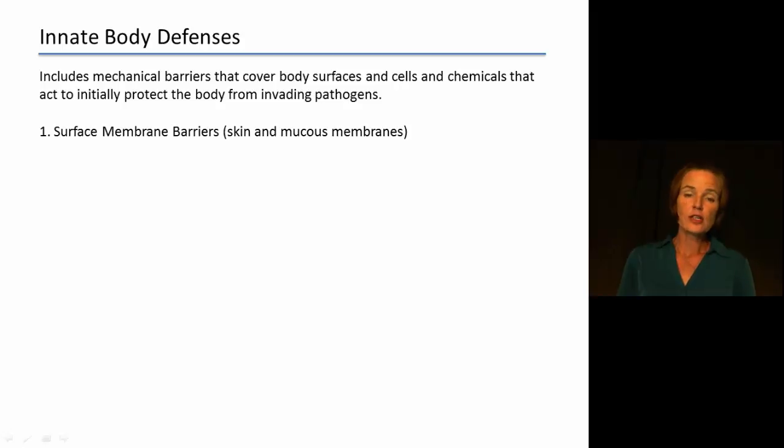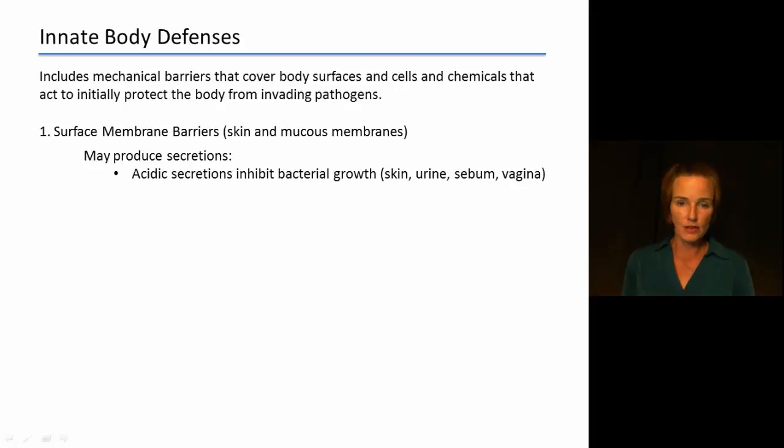So surface membrane barriers, that's at the number one, top of the list when we're talking about the mechanical barriers here. This includes the skin, and it also includes some mucous membranes. The way that this functions is that, first of all, it may produce some secretions. These secretions that come from the skin and the mucous membranes have a number of different functions. First of all, there can be acidic secretions that will inhibit bacterial growth. This is what happens in the skin, urine, sebum, the vagina. All of those locations have some acidic secretions that help to limit bacteria from growing there.